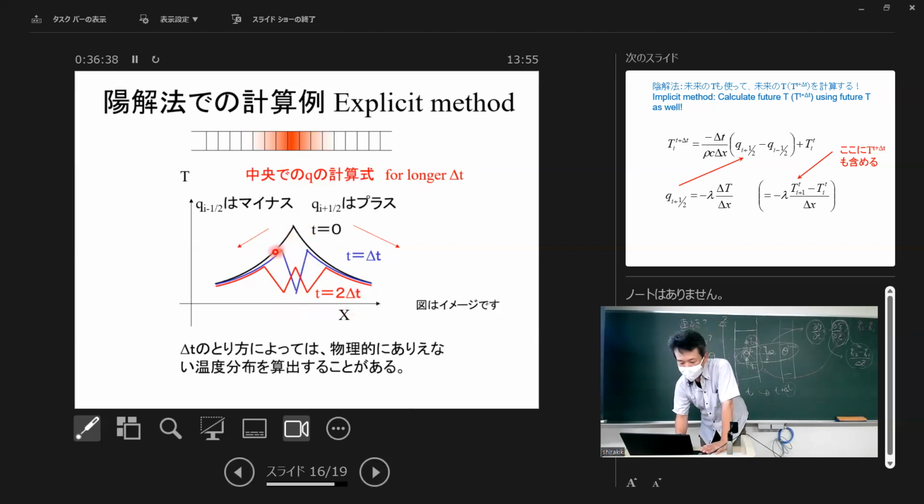And this blue is the future time step. And second, we can see some peak here, just adjacent to the center. Then next time, this will be calculated like this.